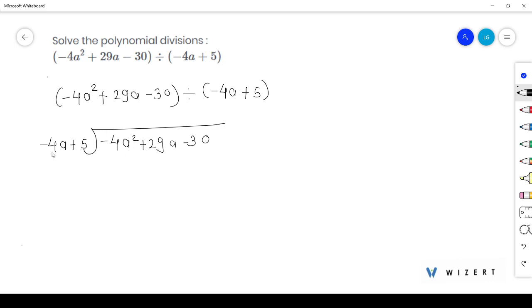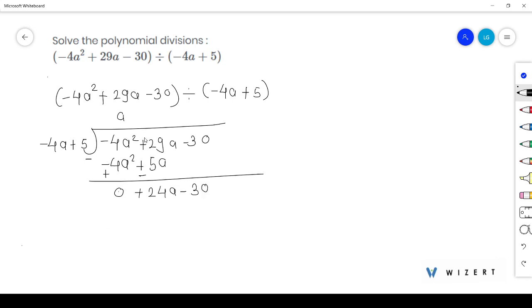Firstly, we need to multiply this minus 4a by a to get this minus 4a square. So, minus 4a square plus 5a. Okay, do that subtraction. The signs will change. Minus 4a square plus 4a square is 0. Plus 29a minus 5a is 24a. Move this minus 30 down.